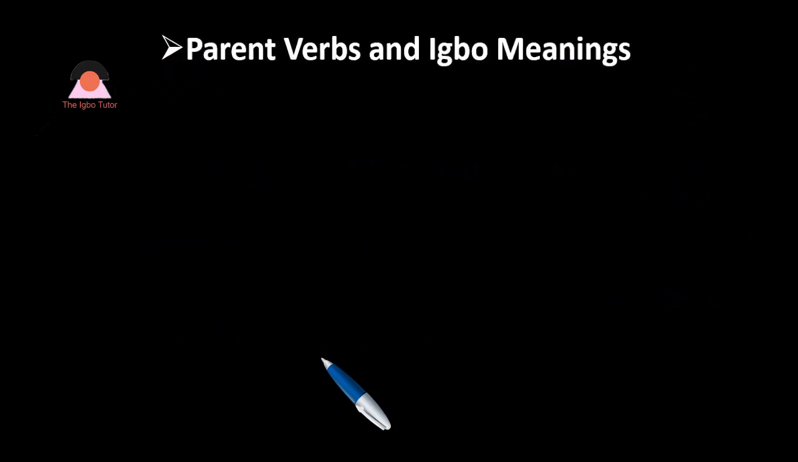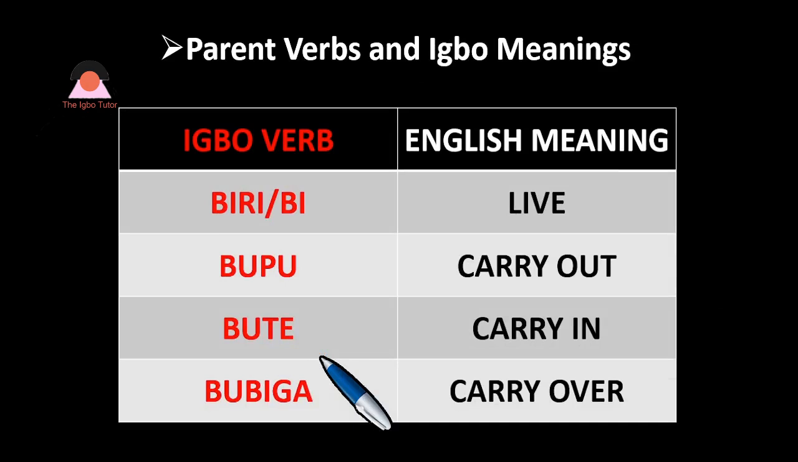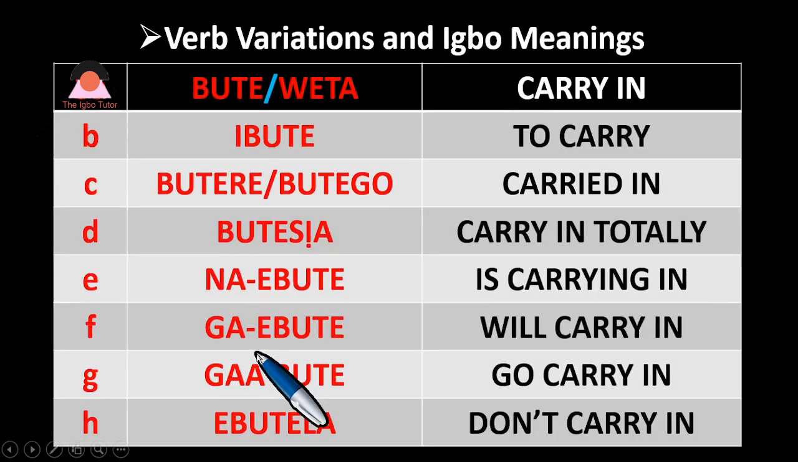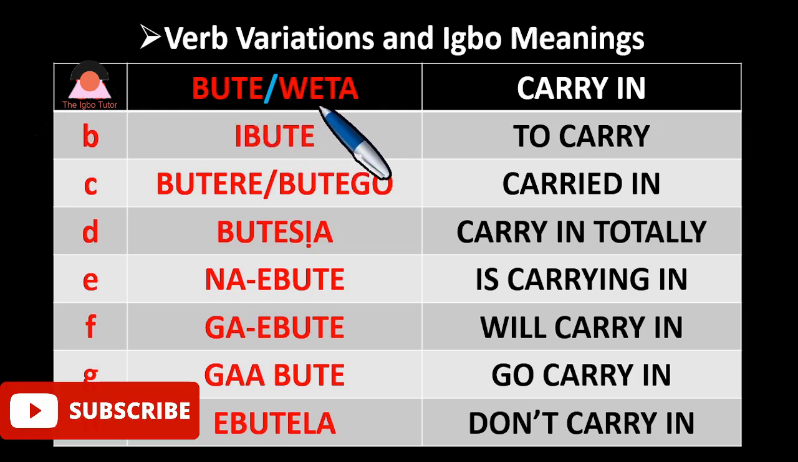We'll move on to another parent word or verb. This time around, we are considering bute. Bute is like the opposite of bupu. Bute, carry in or bring in. Let's look at it in its different variations or forms. Bute is a parent verb, but I told you earlier that when it is heavier, it is bute, but when it's a lighter object, we say wete or weta. In this case, we're looking at bute, a heavy object.